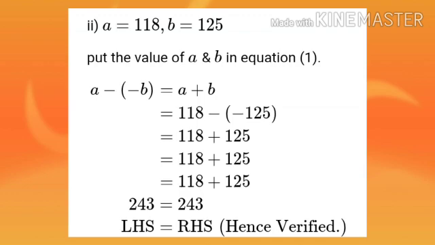Both the expressions are equal. So 118 plus 125 is 243. Therefore, a minus of minus b is 243 and a plus b is 243. Therefore, LHS is equal to RHS. Hence verified that a minus of minus b equals a plus b. This is the solution for the second subdivision. Next, we can move to the 9th question.